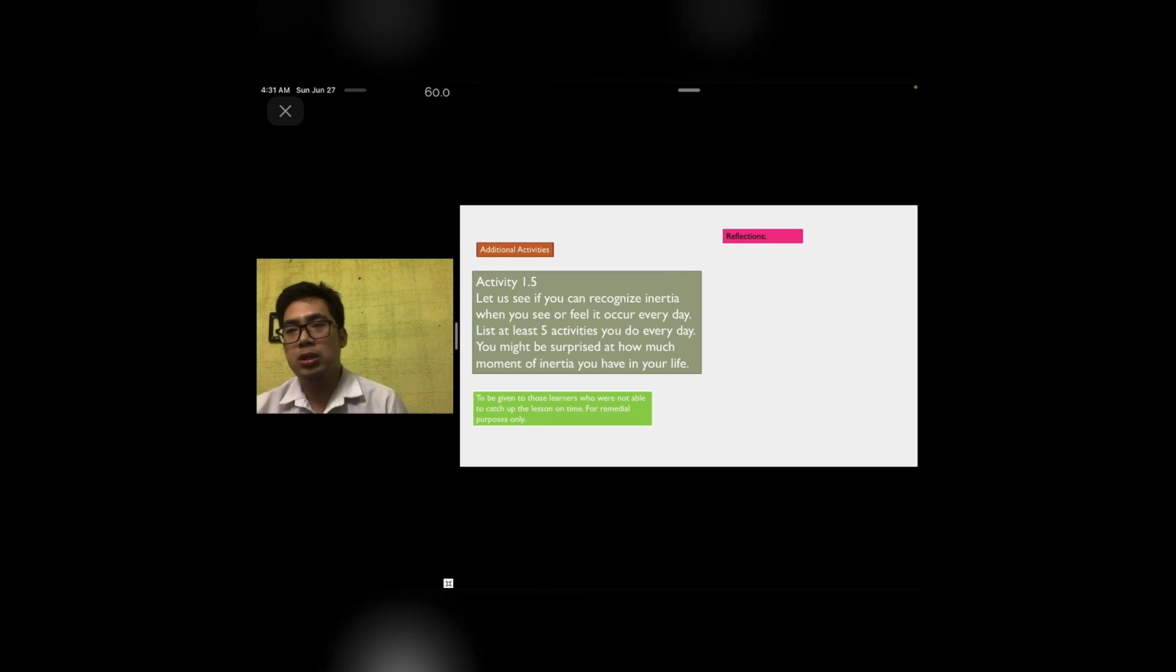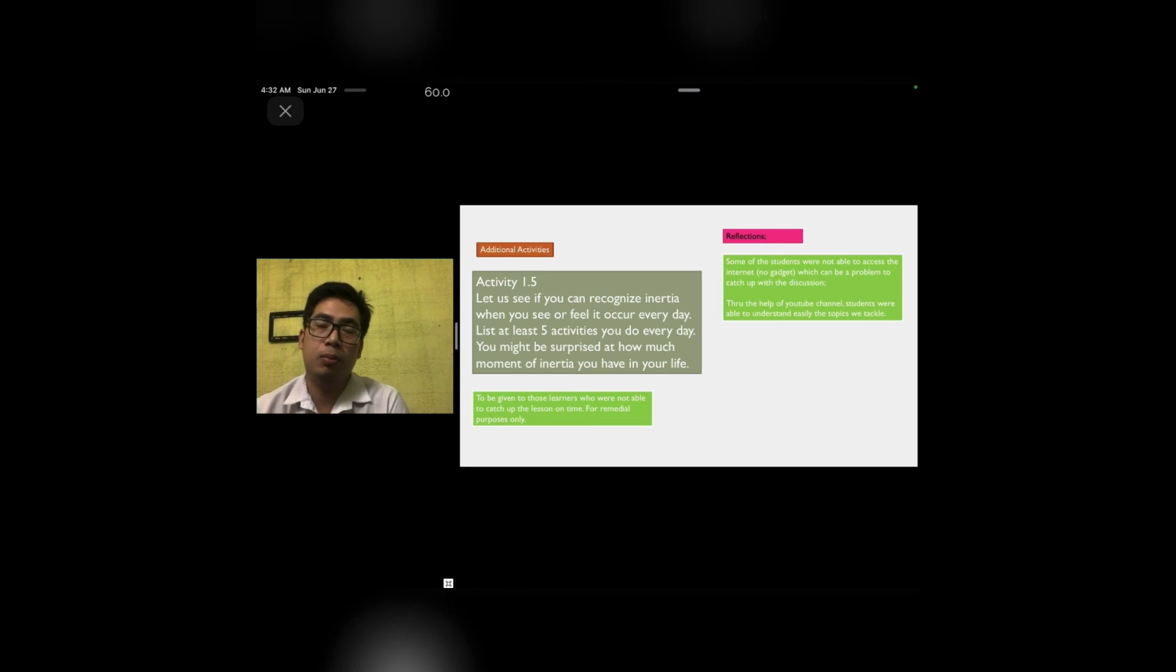So reflections. So here's my reflection. Some of my students were not able to access the internet. Some of them have no gadget, which can be a problem to catch up with the discussion. Hindi lang sila pwede mag-rely on module. However, since science is something that is complicated, they need additional references. So if they're going to have access to the internet, nagiging mas madali yung discussion.